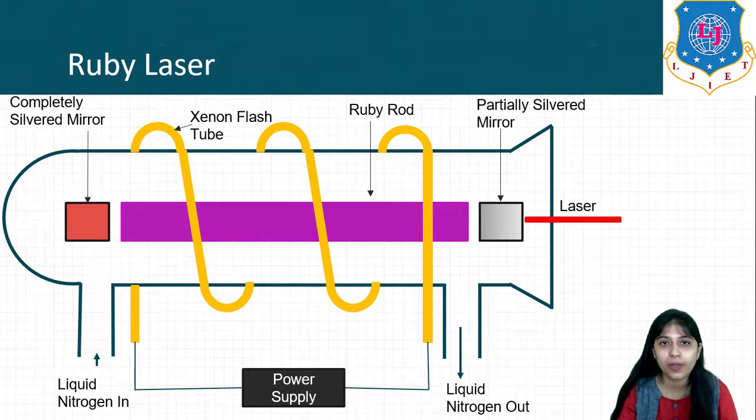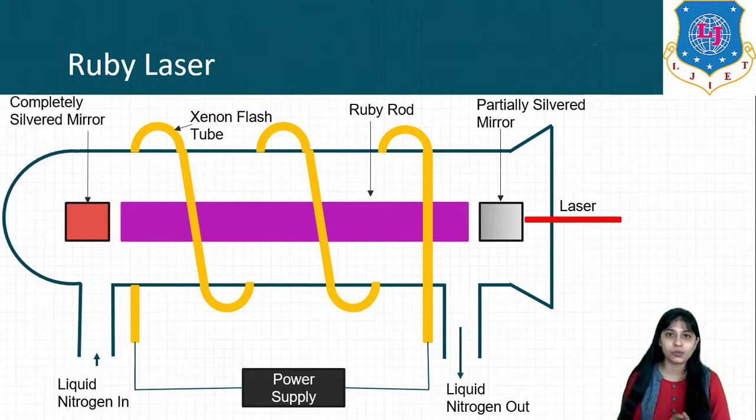So this is the basic construction of a ruby laser, in which the ruby rod, a crystal of aluminium oxide in which some aluminium atoms are replaced by chromium atoms, is known as the active medium, and the chromium atoms are known as the active centers, since chromium atoms have metastable states that are required for lasing action. The end faces of the ruby rod are silver polished, out of which one is a 100% reflector and the other is a partial reflector.